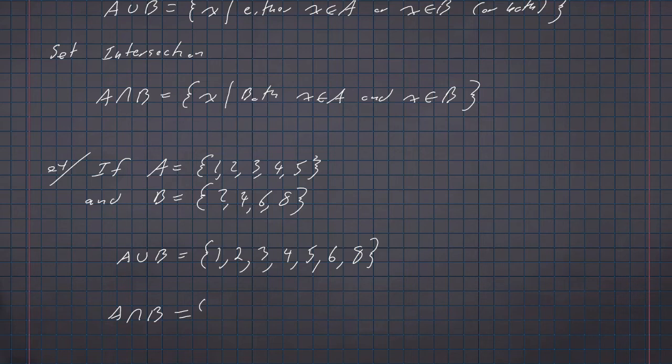A intersect B asks us for the list of elements that are in each of these two things. So 1 is in A but not B, that's not good enough. 2 is in A and also in B, that works. 3 is in A but not B, that's out. 4 is in both of them, that's fantastic. 5 is in A but not B, no good. 6 is in B but not A, no good. 8 is in B but not A, also no good. And there's nothing else in either of them. So there is our intersection.